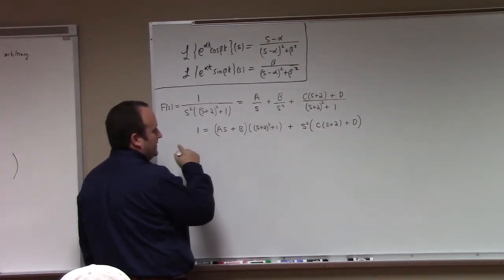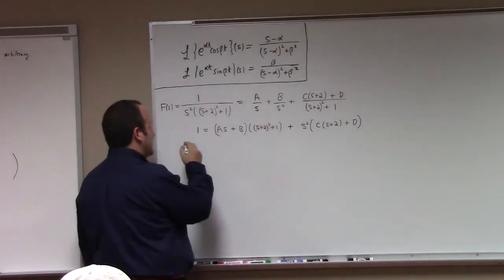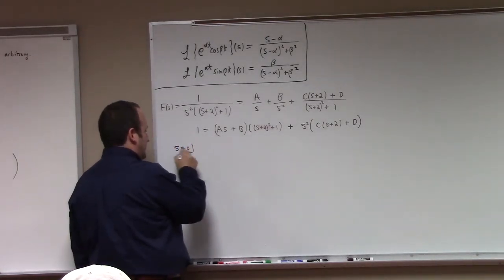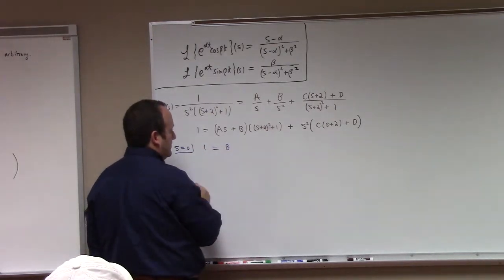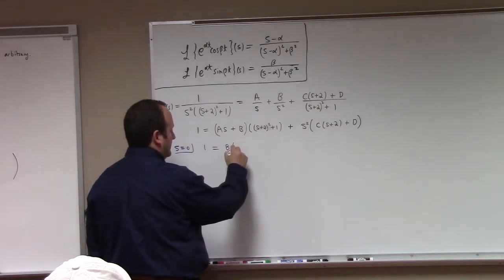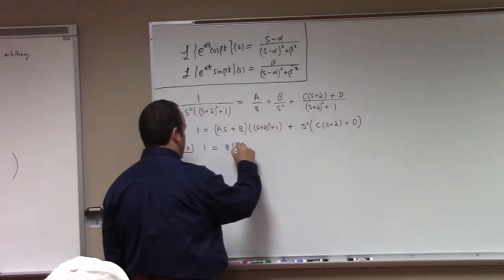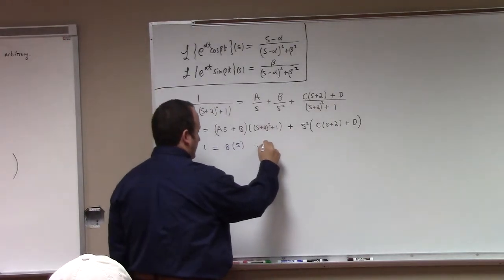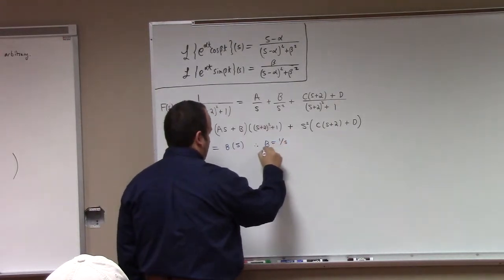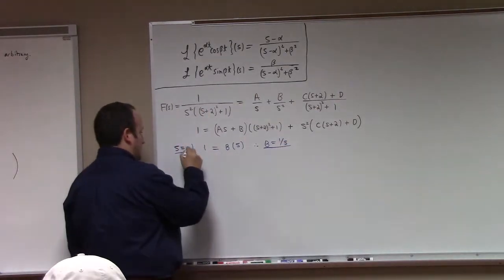All right, so I suggest we put in some values that we like. For example, I like s equal to 0. That's very lazy. 1 is equal to b times what? 5? Yep. So therefore, b is 1/5. Well, that's good to know. 1 constant down, 3 to go. What else should we put in?